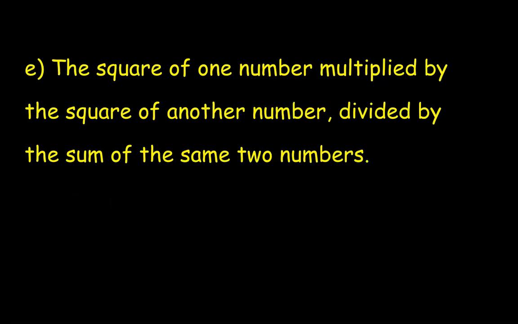The square of one number multiplied by the square of another number divided by the sum of the same two numbers. Now, be careful, this comma here tells you we don't want the square of another number divided by it's the square of one number multiplied by the square of another number, all of that divided by the sum of the same two numbers. Right, go for it. Pause the video, resume when you're ready.